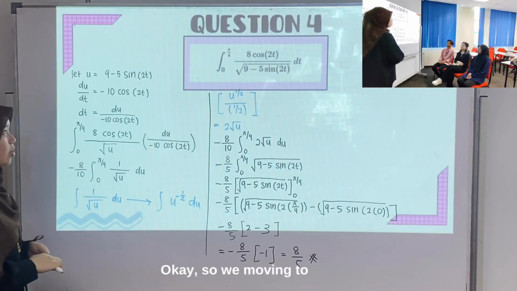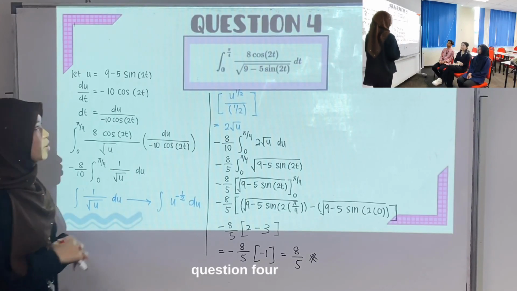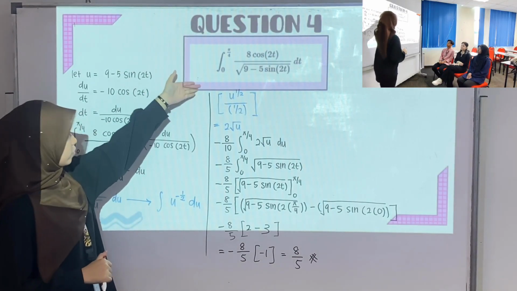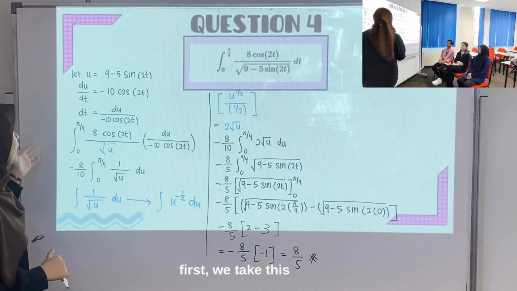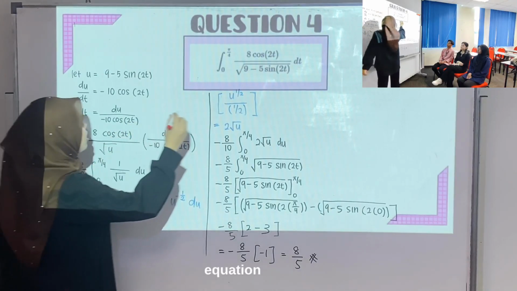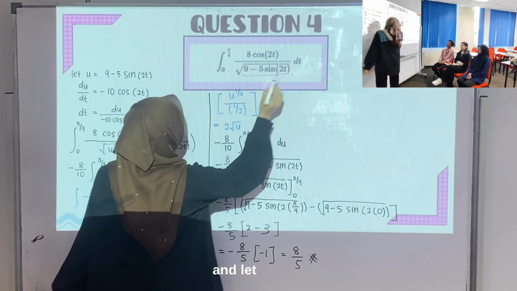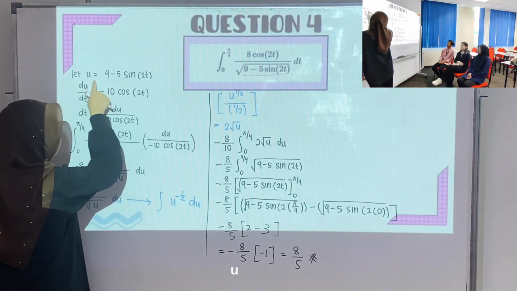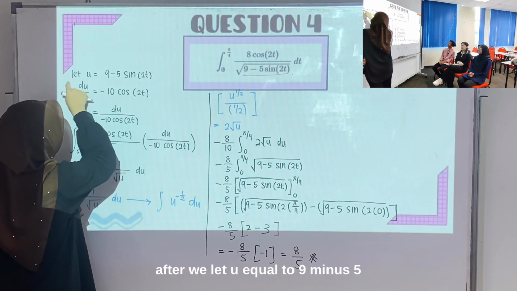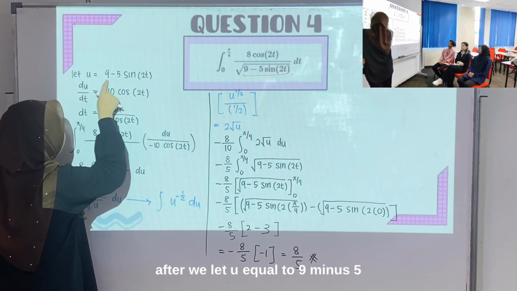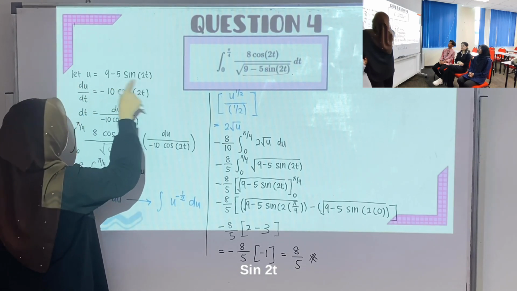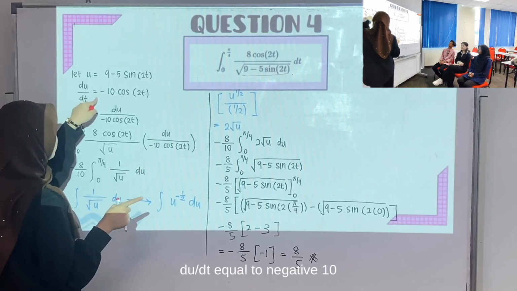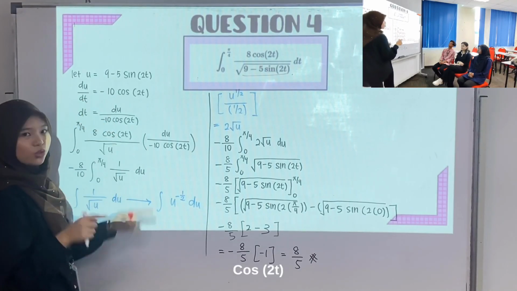Okay, so we're moving to question 4. So this is the question that we're gonna solve. First, we take this equation and let u. After we let u equal to 9 minus 5 sine 2t, we can differentiate it, du dt equal to negative 10 cos 2t.